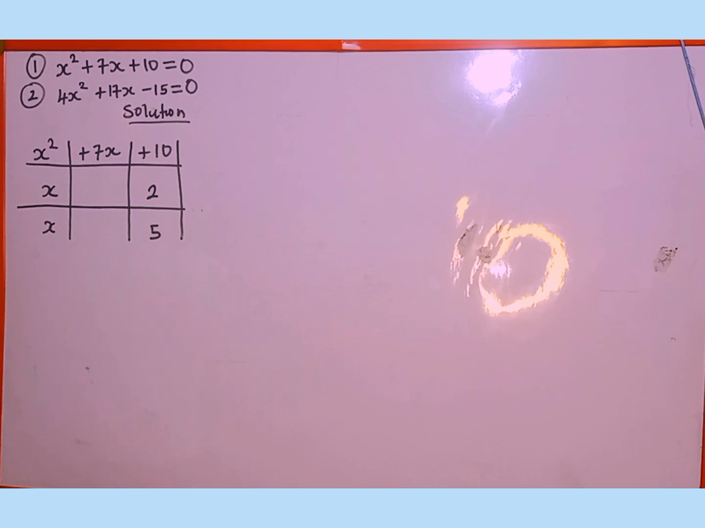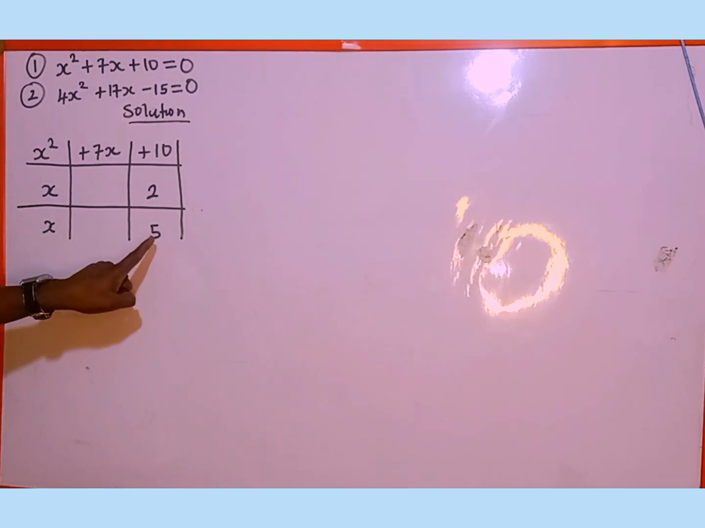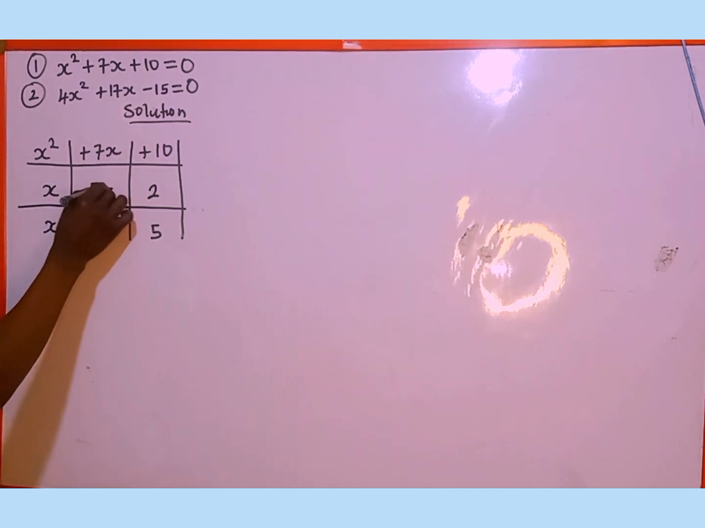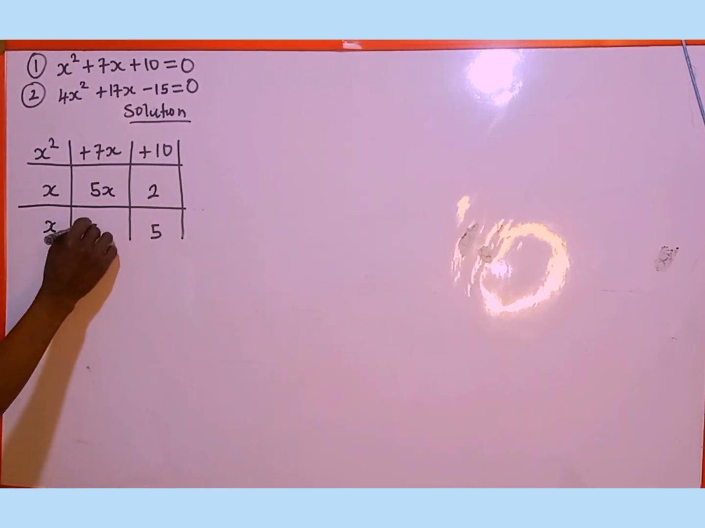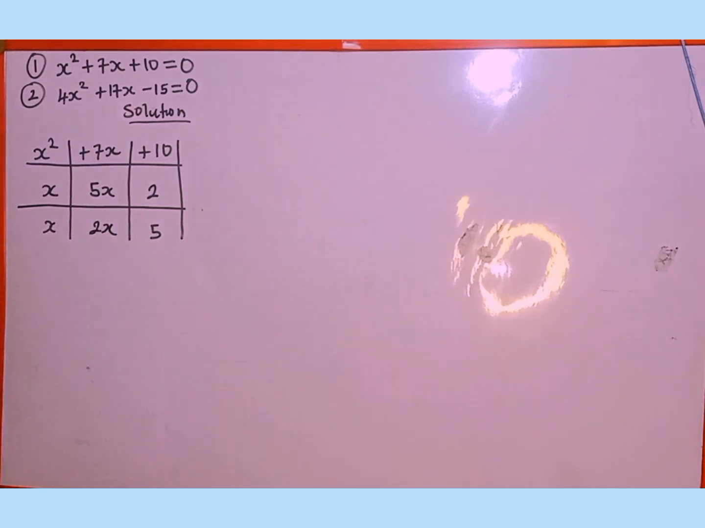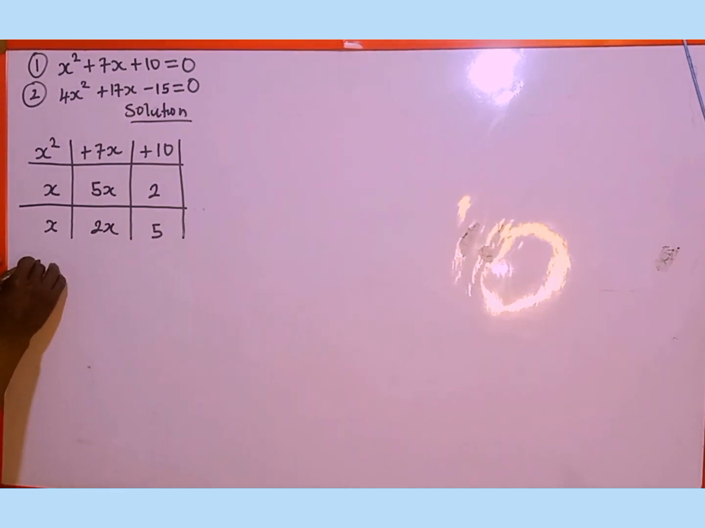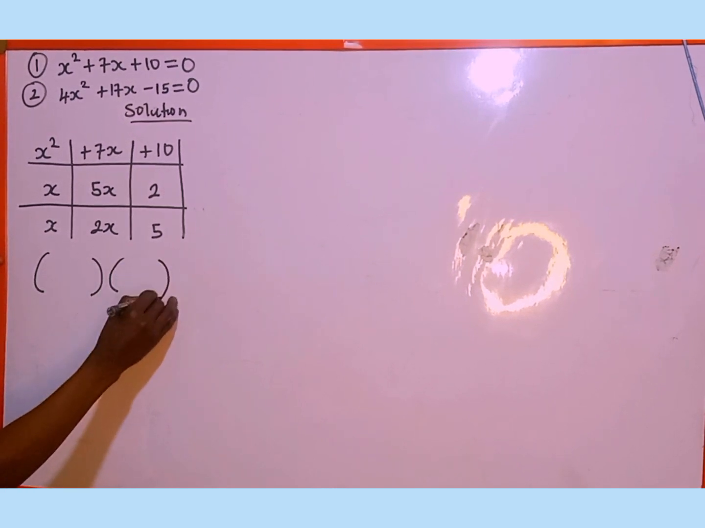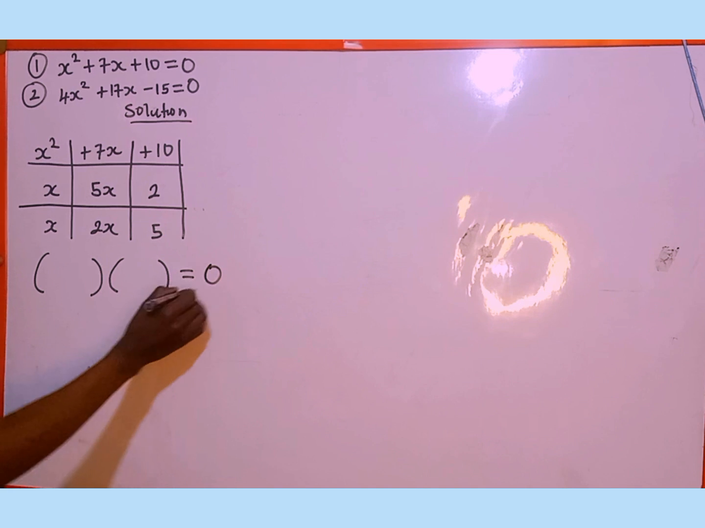To fill the middle column, we use this 5 multiplied by x, which gives us 5x. Then x multiplied by 2 gives us 2x. We just cross multiply. Now the next thing you are going to do is open two brackets and equate it to 0.